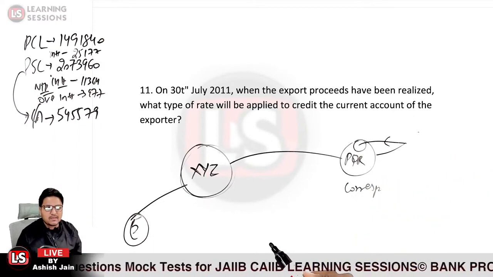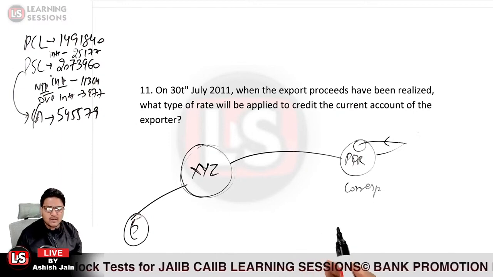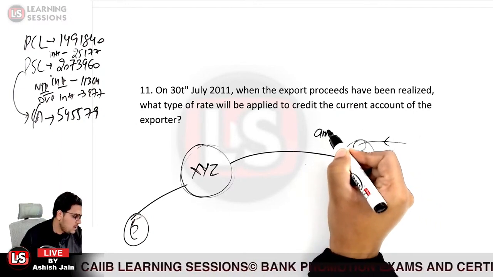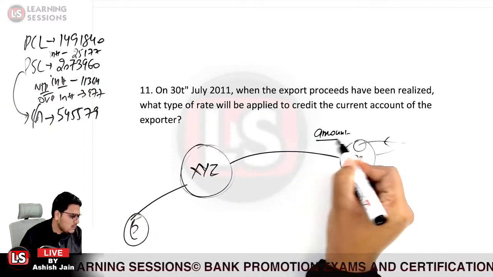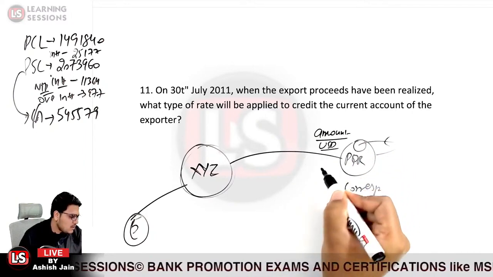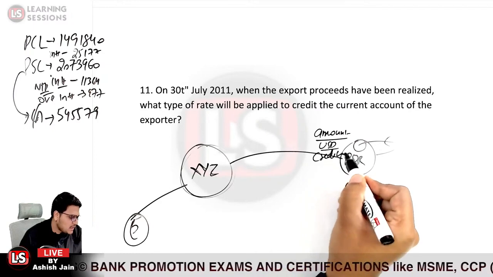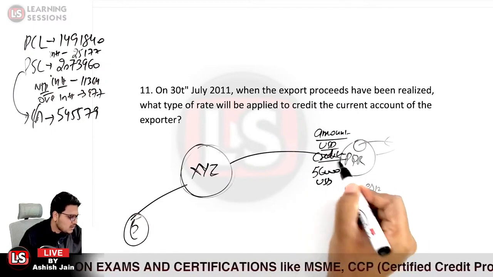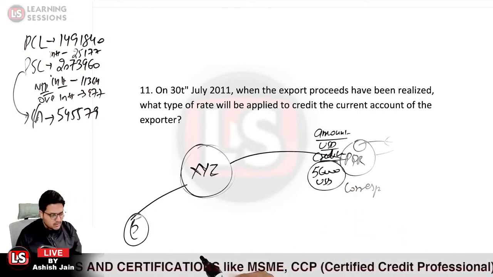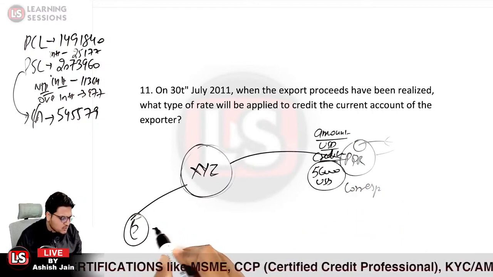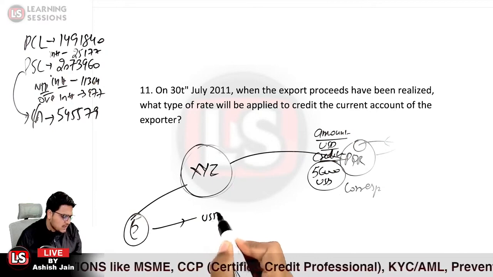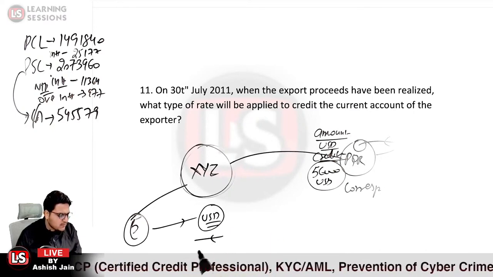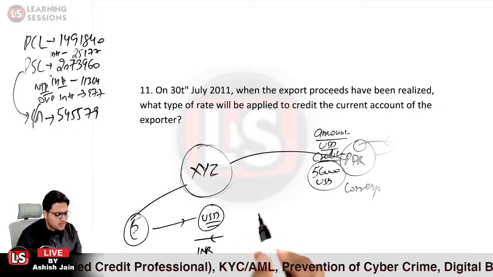Now in that particular case, when the documents are realized, the amount is already credited. You need to consider one thing: the amount of USD is already credited. It was 56,000 USDs, if I'm not wrong. Now what is the scenario? The exporter wants to sell these USDs so as to convert them into INR, because he has already taken the loan.